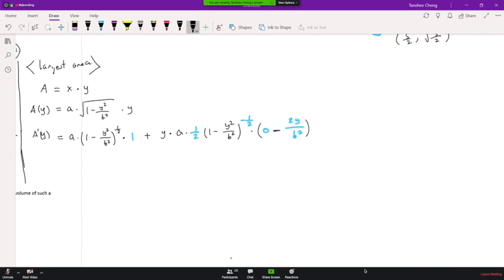Any questions before I move any further? Because a and b are constants in an ellipse.